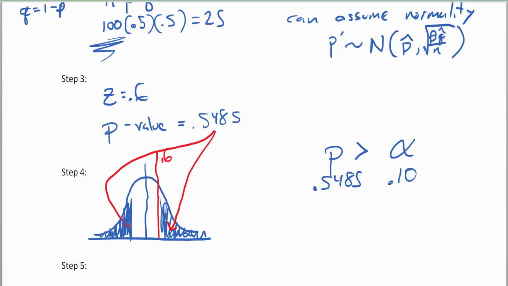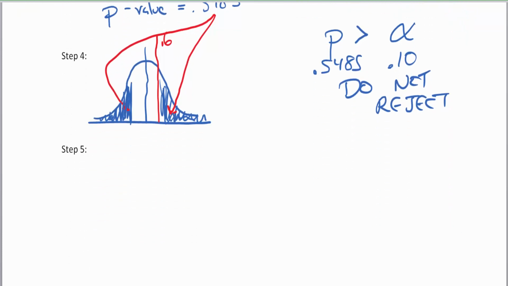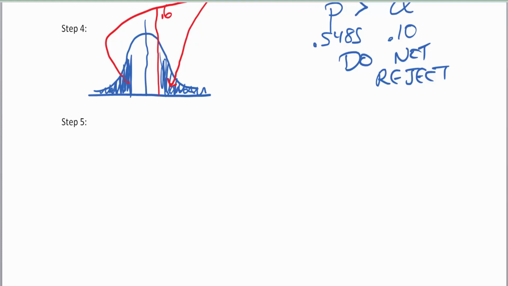So if the p-value is high, you let the null fly. Do not reject. So let's scroll down here to step 5. If you scroll down to step 5, then we can make our conclusion here.